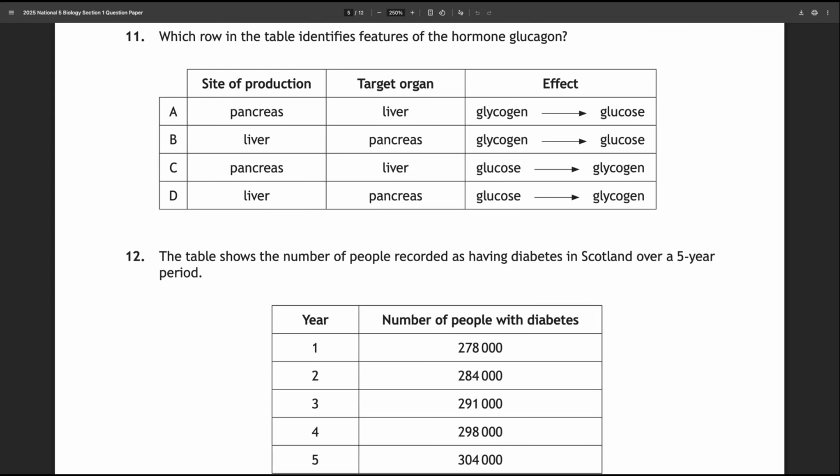Then the effect of glucagon is because the glucose has gone in the blood, we want to make glucose, we want to release glucose back into the blood. And the one that shows that is A. Okay, glycogen getting broken down into glucose, which is then released back into the blood. All right, so that's going to be A for number 11.